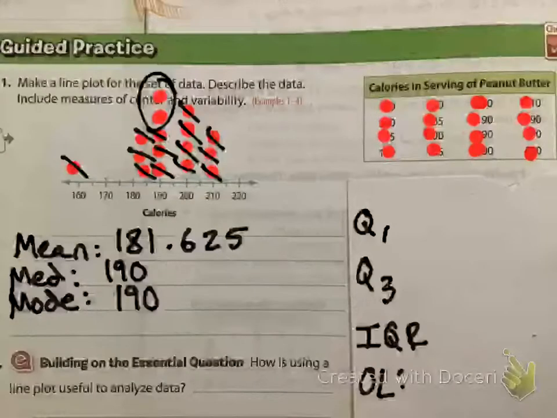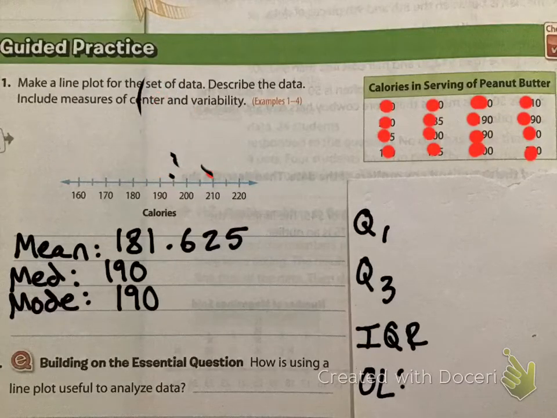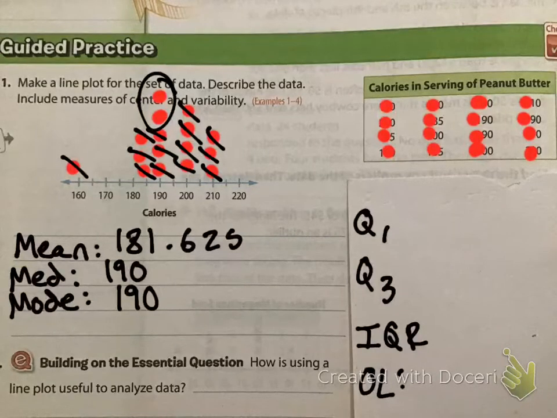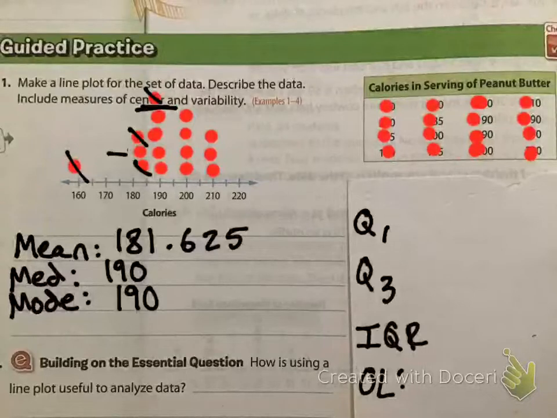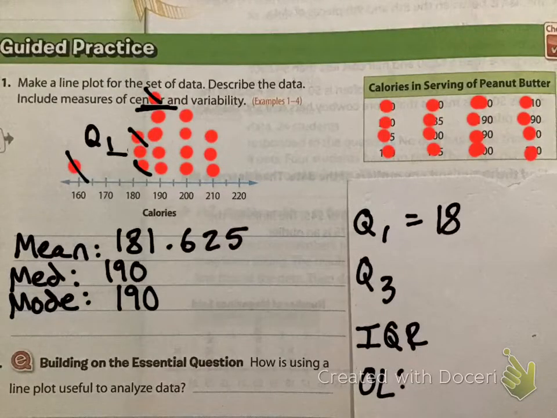Now let's look. We already know, actually I don't want to erase that. I guess I do want to erase it. So we want to find our interquartile range. Our median is right there. So let's see. We're going to do cross, cross, cross, cross. Right there. That's our Q1. So our Q1 is 185.